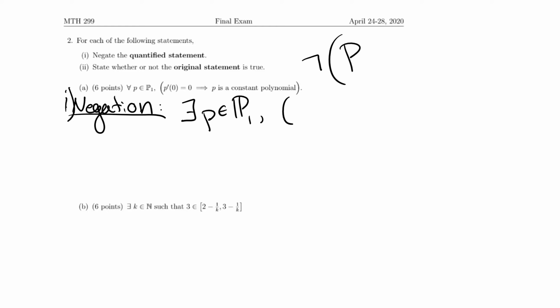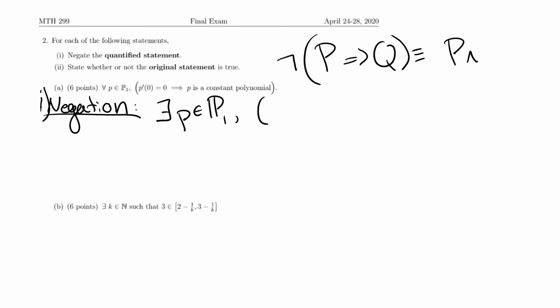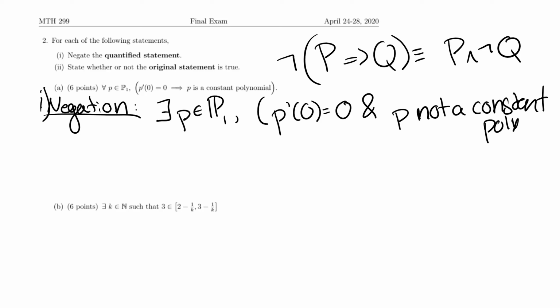So the negation of P implies Q is equivalent to P and not Q. And that's because if P is false, then the statement is true. So the only way that an if-then statement is false is if the if part is true and the then part is false. That's what this says. Very, very important. Such that P prime of 0 equals 0 and P not a constant polynomial.